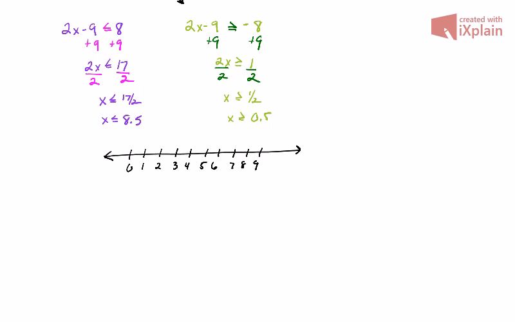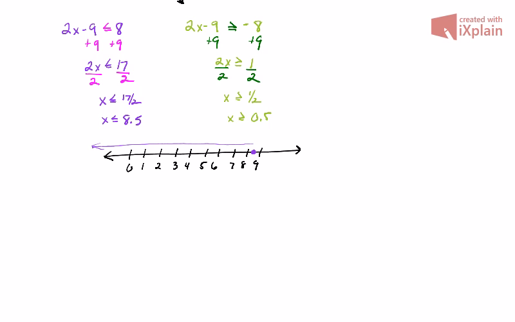Okay, so I'm going to go ahead and plot this. So when I plot this, I'll find 8.5. I'm going to use a closed circle because of the inequality that we're using here, less than or equal to. And I know that I want to shade to the left.